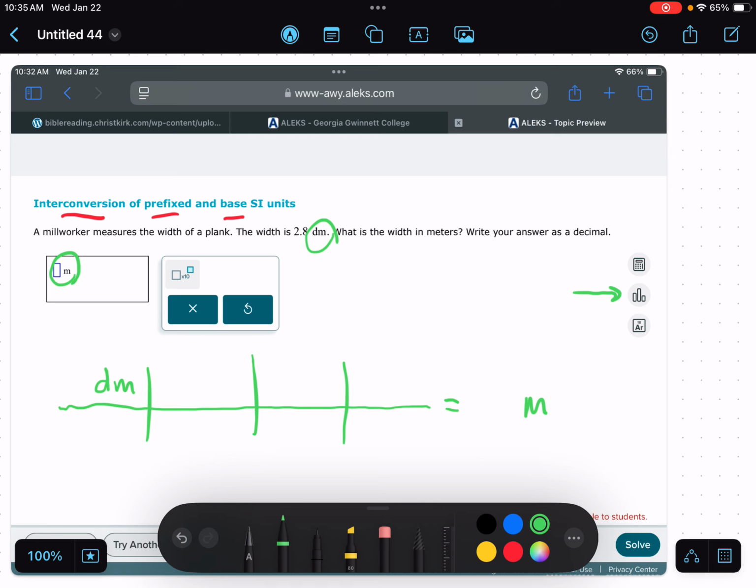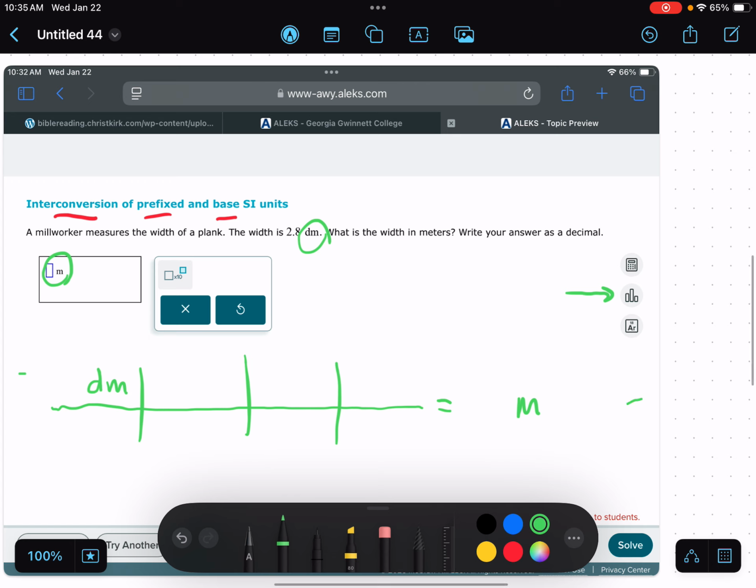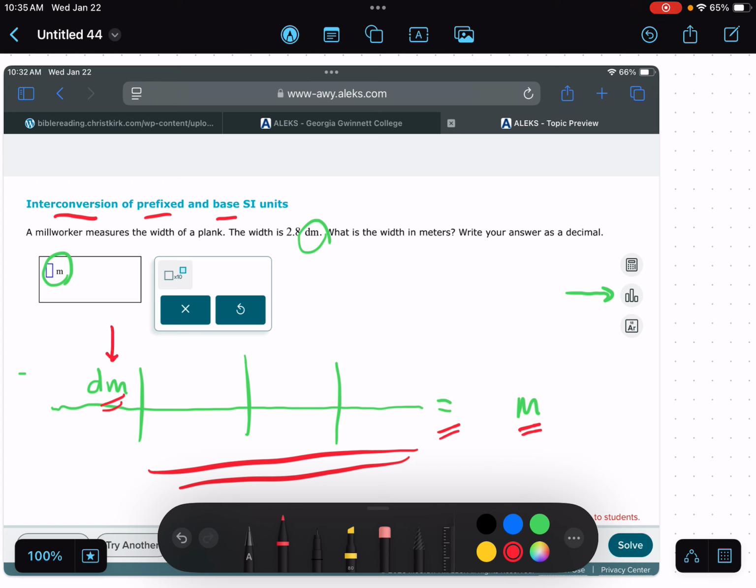So again, the first step is to write out the units of my answer. The second step is to write out the equal sign, then make my picket fence, and then put in the units that I've been given, what I'm going from and what I'm going to. All right, let me get rid of all that red, and let's go ahead and solve it.